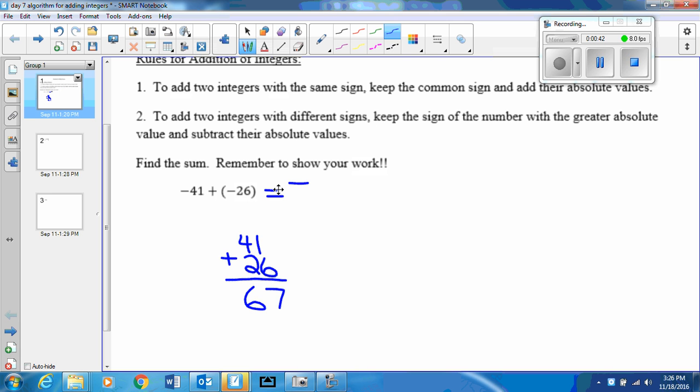And remember, in your work, you don't have any sign for this part because we were worried about the absolute values only. And then up at the original is where you write the answer with the final sign, which would be, in this case, negative 67.